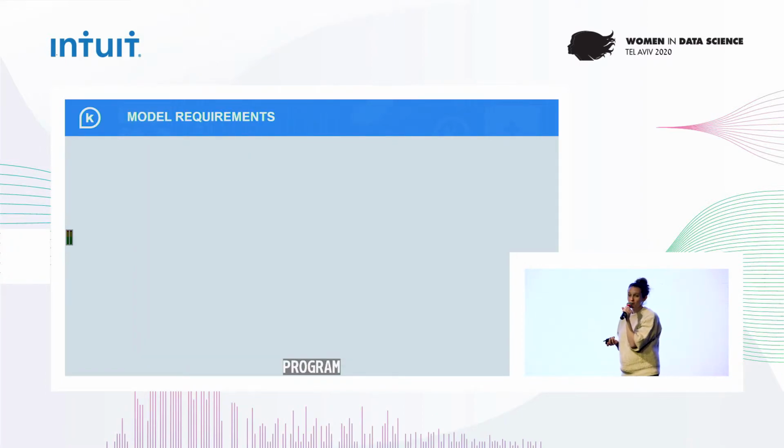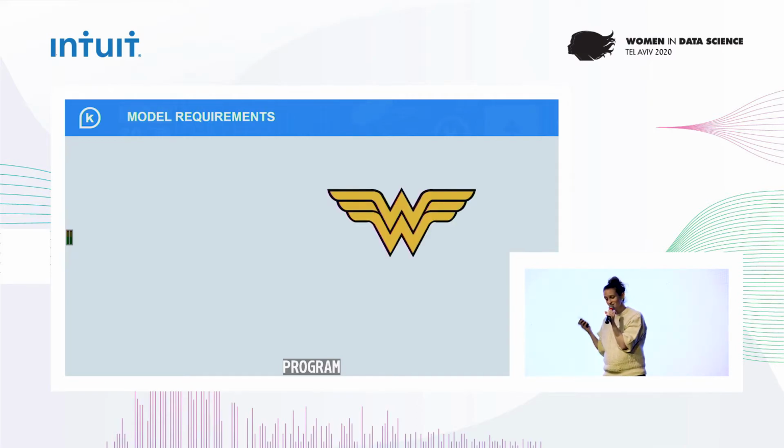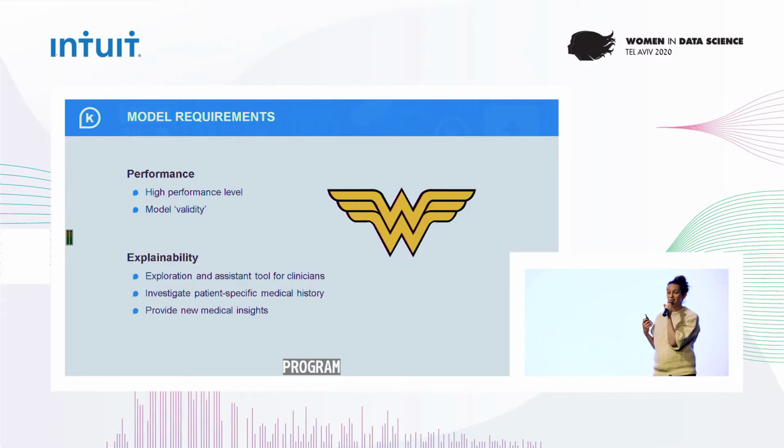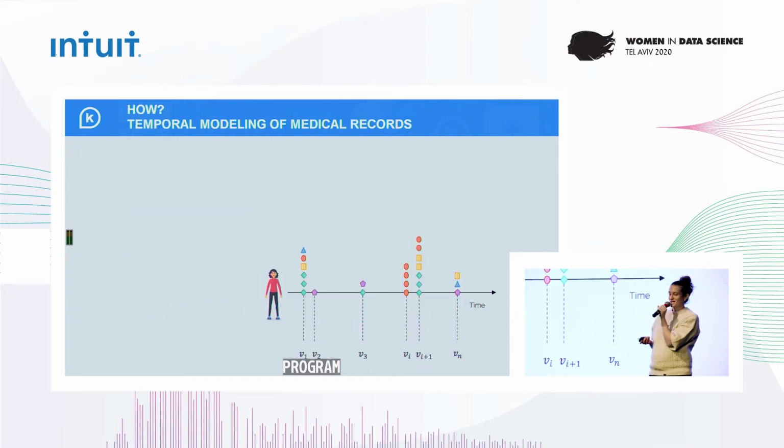So we wanted to build a model, but not just any model. We wanted a super model that will have high performance and be valid, and will also offer explainability to help clinicians better understand the population, and also investigate patient-specific medical history, and of course, provide new medical insights. So how can we do it?